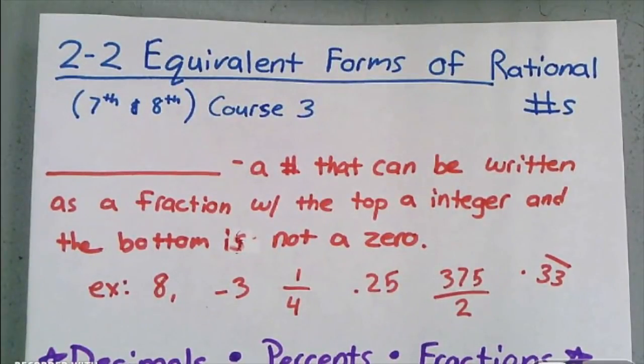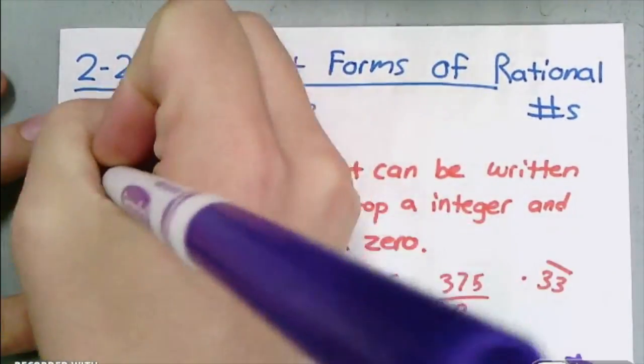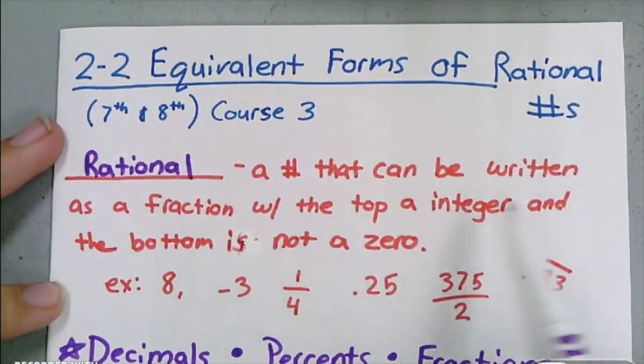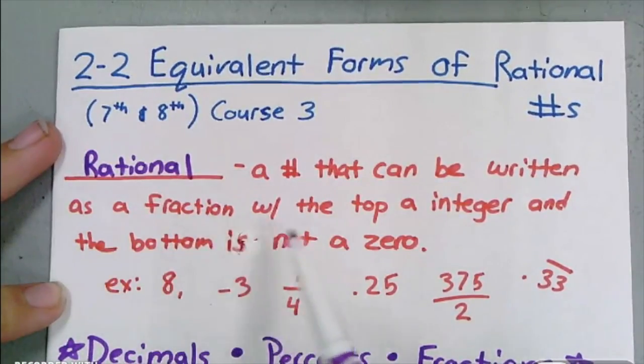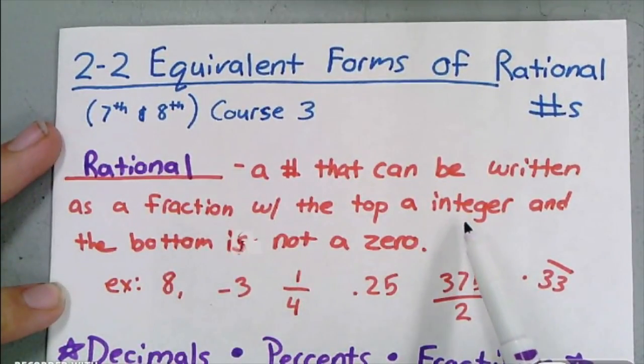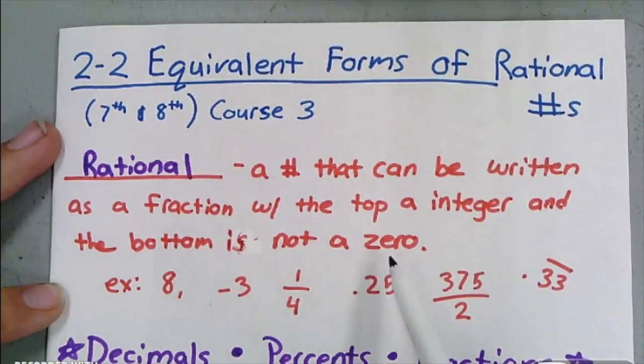All right, first we have a key vocabulary term. So our vocab term is rational. A rational number is a number that can be written as a fraction with the top an integer. Do you remember what integers are? Negative numbers, positive numbers, and 0. And the bottom is not a 0.